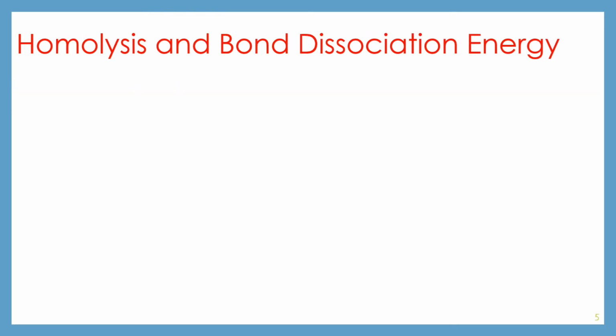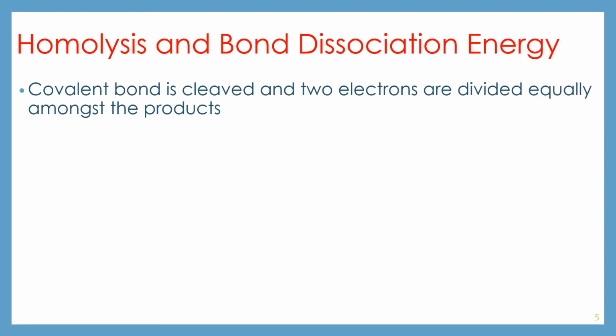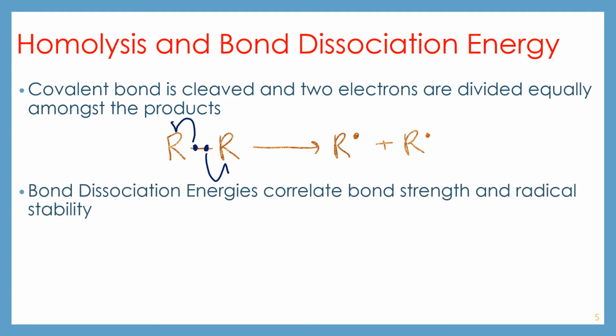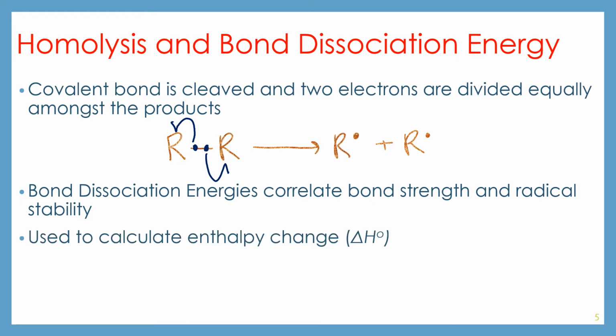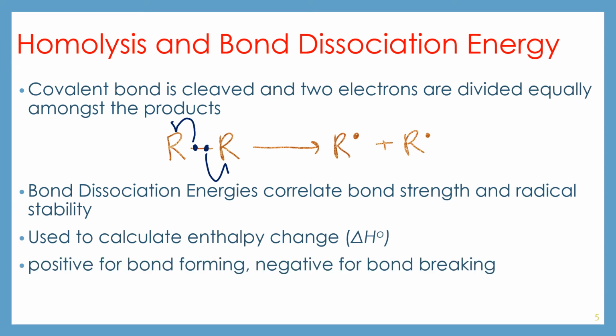So let's talk about homolysis and bond dissociation energy. A covalent bond is cleaved and 2 electrons are divided equally amongst the products in homolysis. So again, showing you that mechanism, each one of these atoms takes one of these electrons with it, breaking it up into two radicals. The bond dissociation energy correlates bond strength and radical stability and can be used to calculate enthalpy change. Enthalpy change is positive for bond formation and negative for bond breaking.